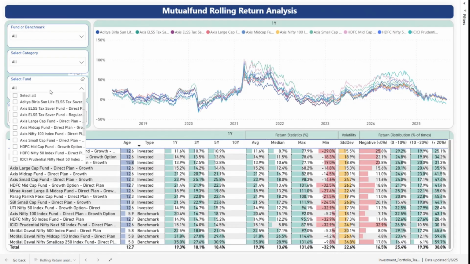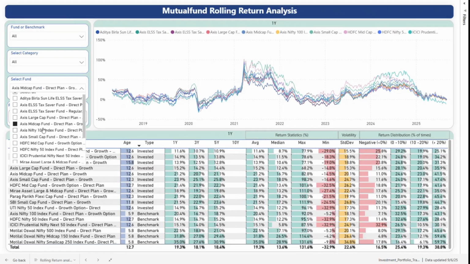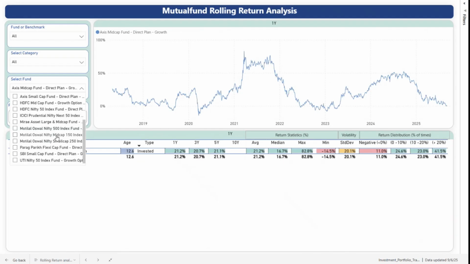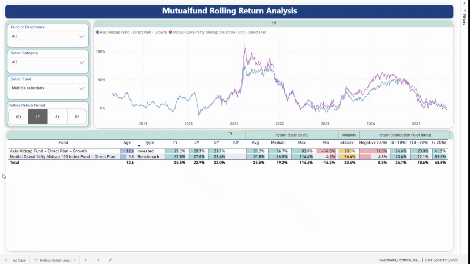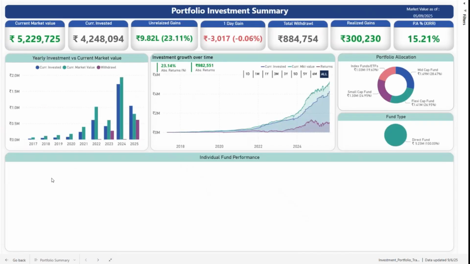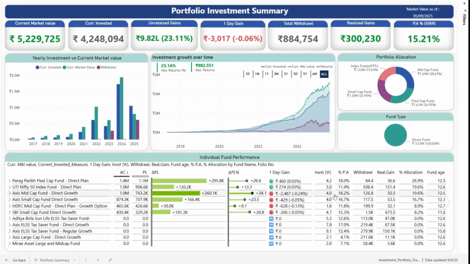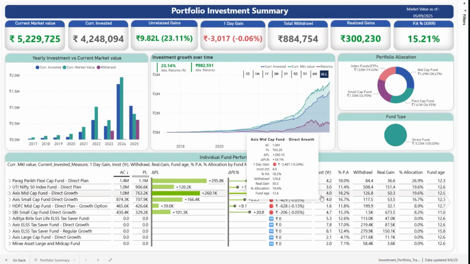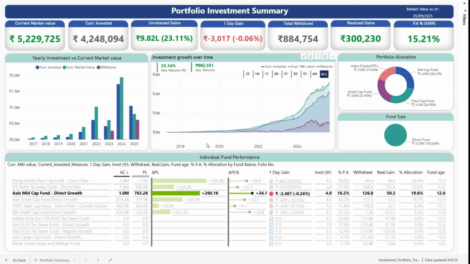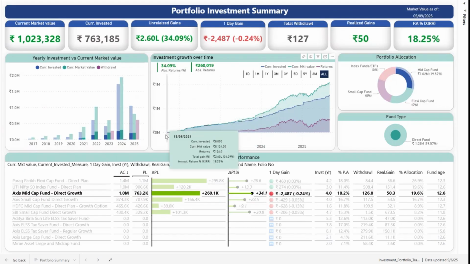let me take Axis Midcap Fund and Motilal Oswal Midcap 150 Index Fund. Axis Midcap Fund, my actual investment is almost from when I started Axis Midcap Fund. I was investing for almost 4 years, starting from September 2021.